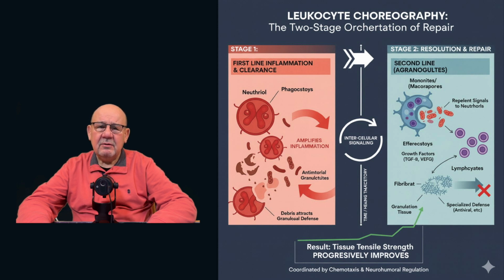The highly accurate kinetics of these two waves is maintained through constant intercellular signaling. The establishment of the second wave leads to the release of repellent signals that terminate the granulocyte influx. This resolution is an active, genetically regulated phase governed by specialized resolving mediators synthesized from omega-3 fatty acids.